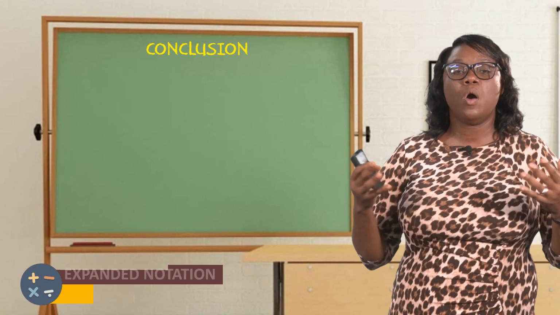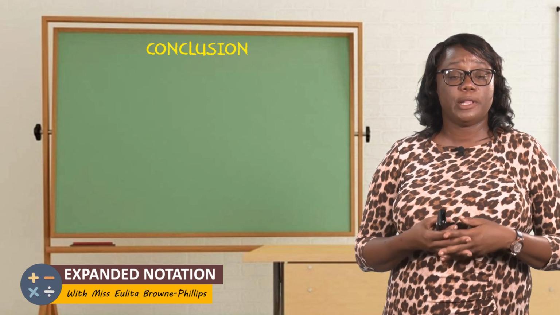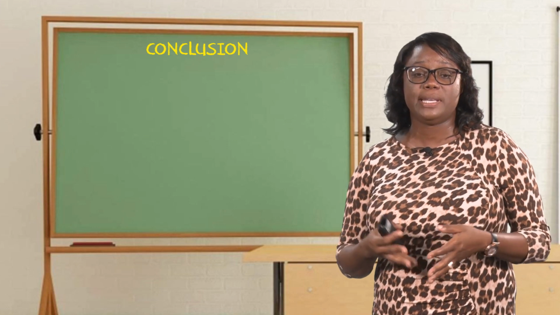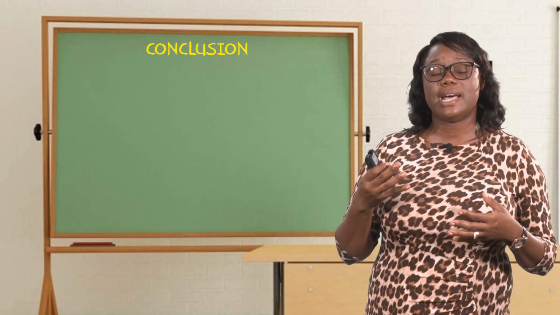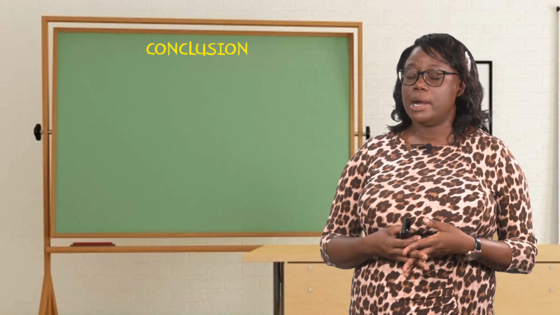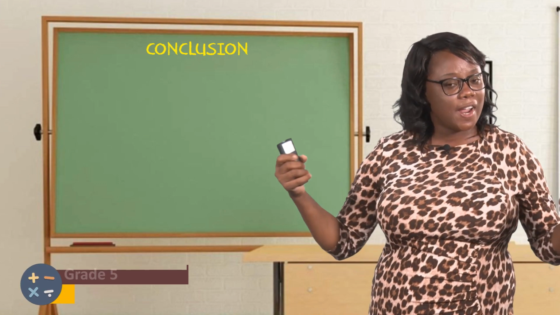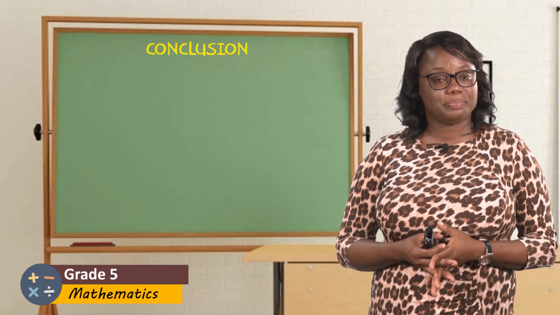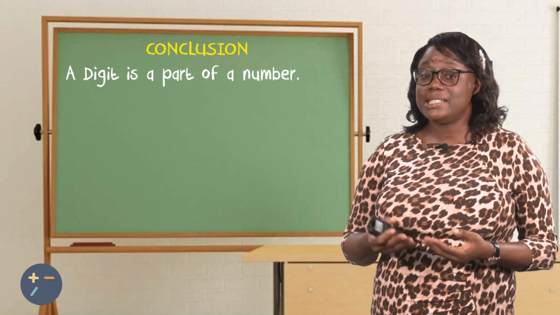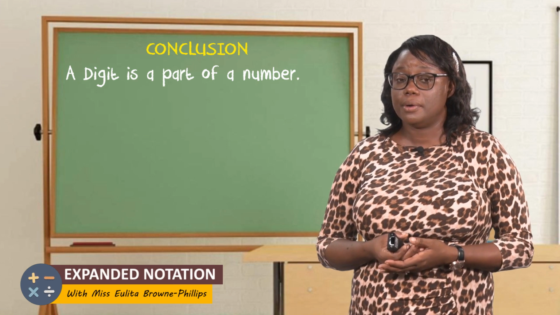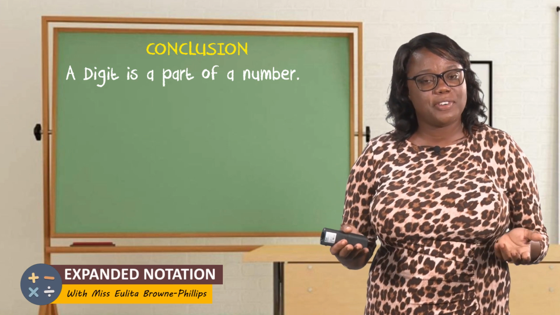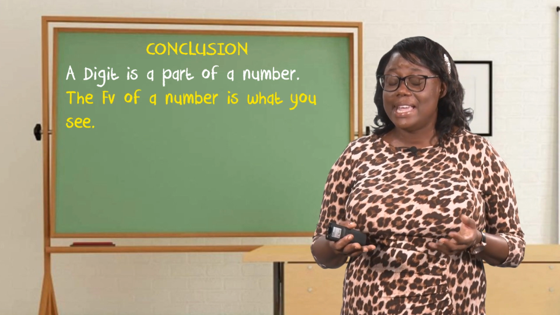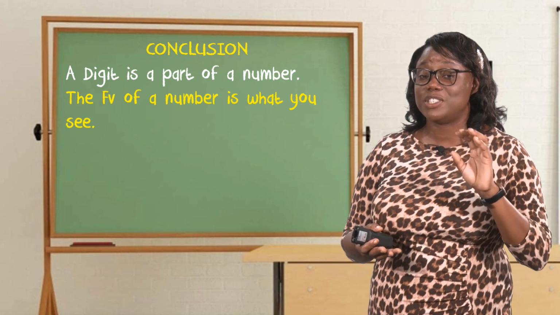So, we learned a whole lot today. We learned what is a digit, we learned about the face value, we learned about the place value, we learned how to calculate the value of a number, we learned how to stretch a number. So we will recap. A digit is a part of a number. What is the face value of a number? The face value of a number, as we learned today, is exactly what you see.